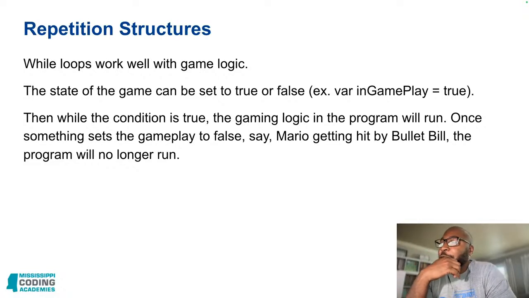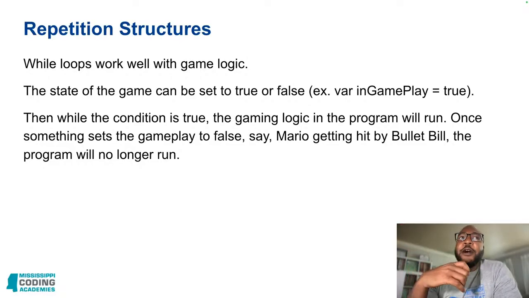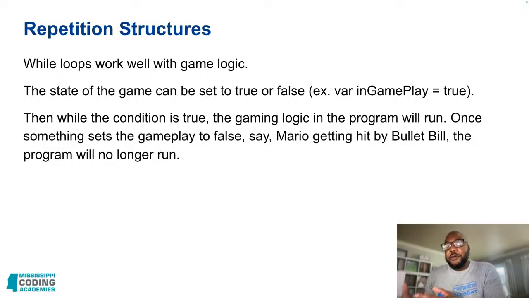So, while loops are extremely useful when it comes to gaming. You can think about like Mario. And the gameplay is like, hey, is Mario alive? Or is the gameplay set to true? Okay. Or we set the gameplay to true. And while the gameplay is true, I can press these buttons and move the arrows, and Mario will run and jump around and do all the things and pounce on the enemies and stuff like that.